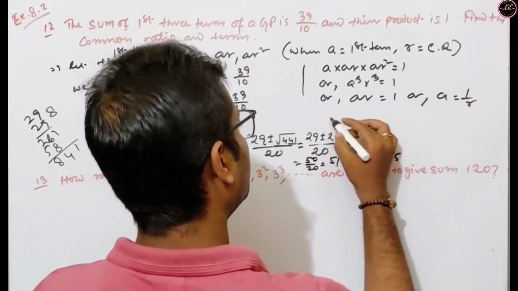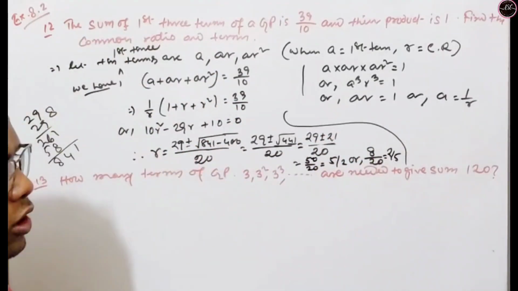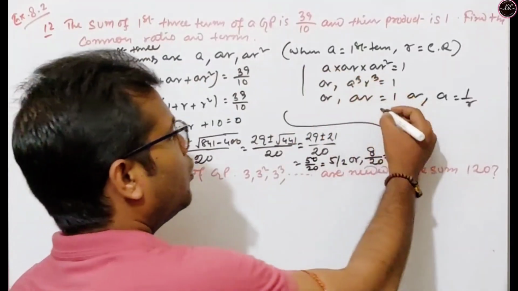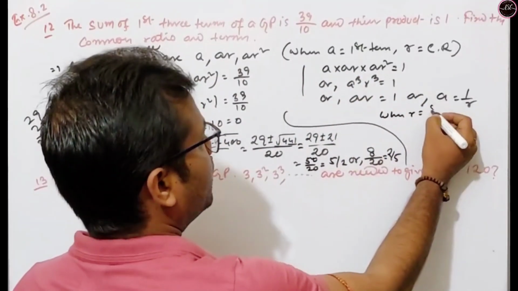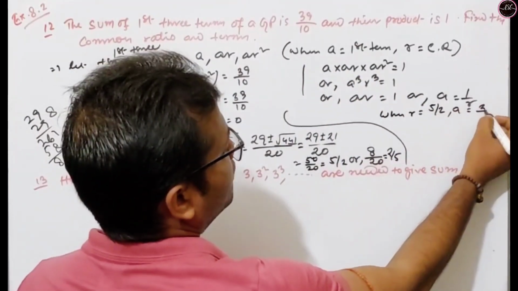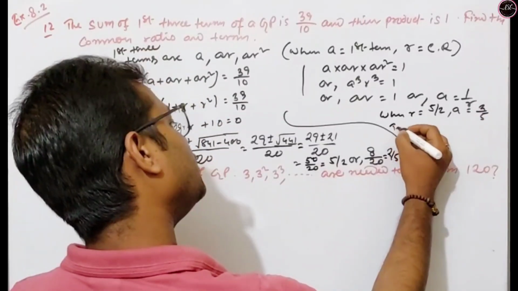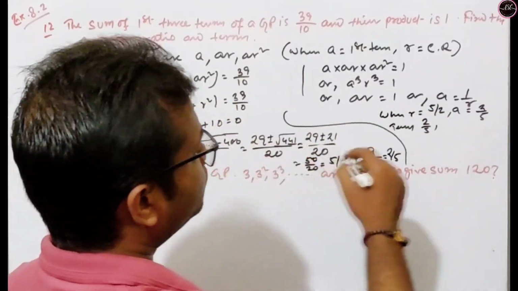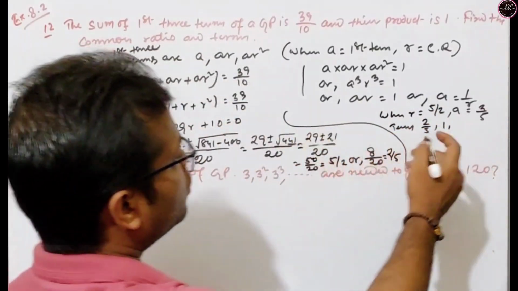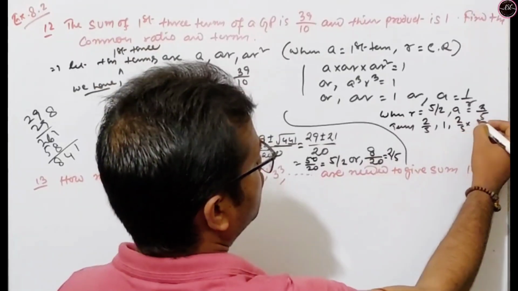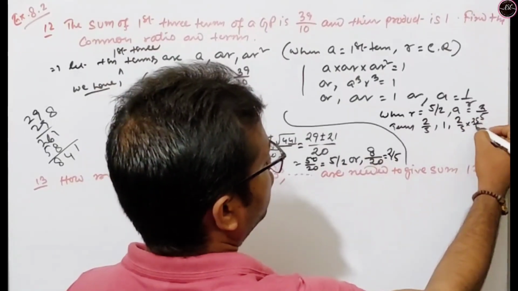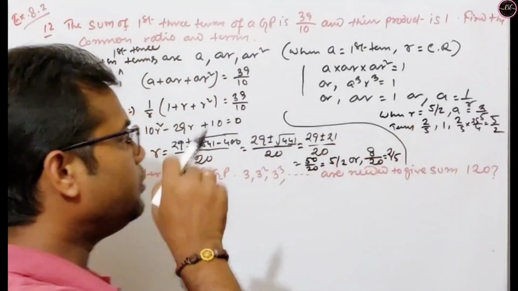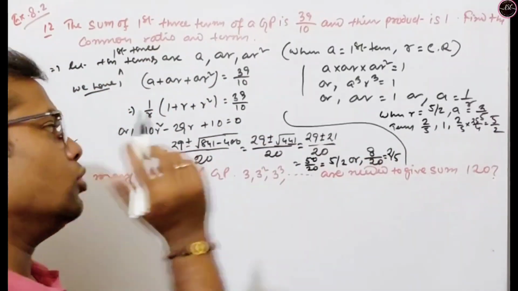Okay, so we got the value of R. So the terms will be, when R equal to 5 by 2, A equal to 2 by 5. So the terms will be 2 by 5, comma, AR equal to 1, and AR square equal to 2 by 5 into 25 by 4. Okay, that means 2 to cancel out, 5 by 2. So the terms will be 2 by 5, comma 1, comma 5 by 2.